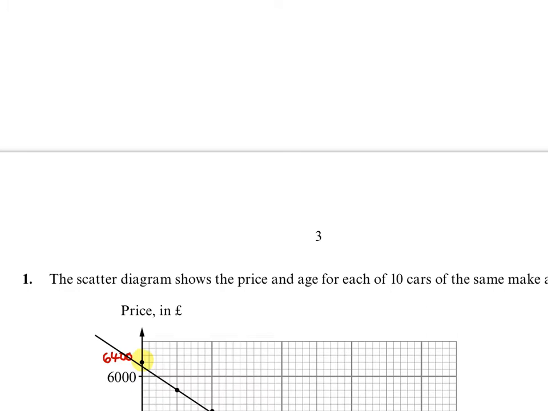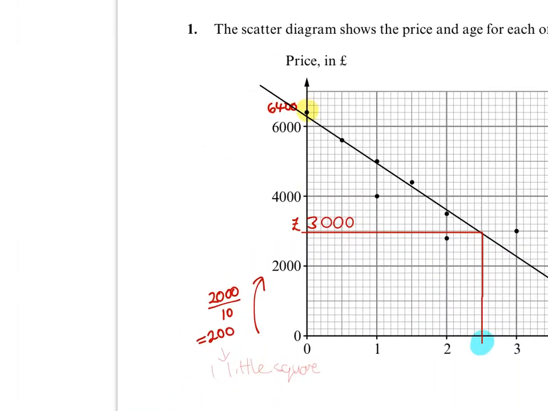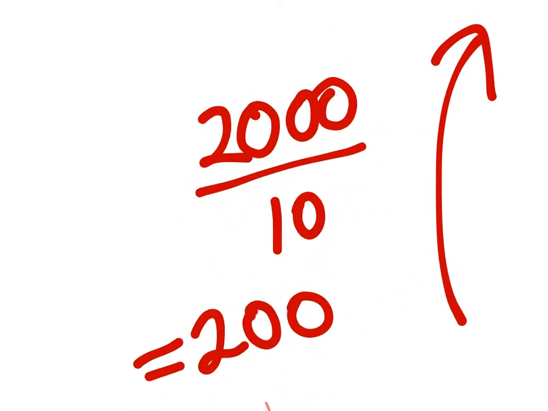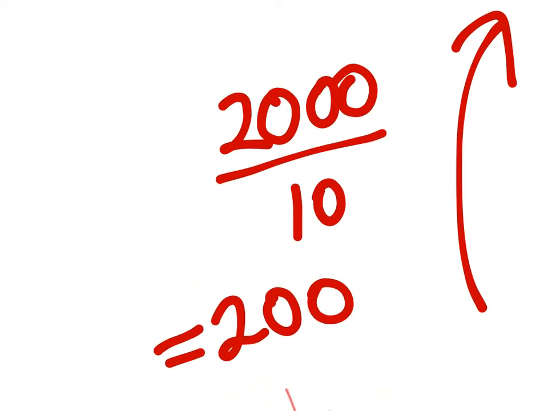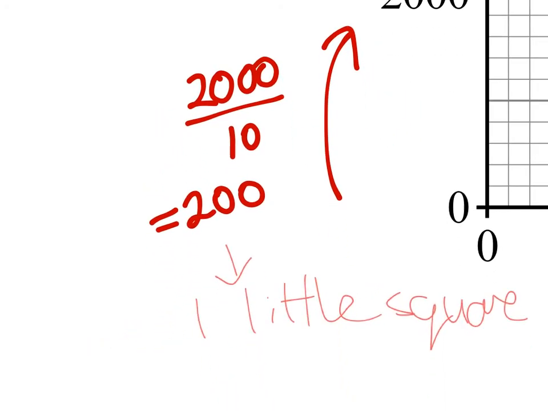It says the scatter diagram shows the price and age for each of 10 cars, same make and same model. Now the first thing that you should do straight away is what? Seeing how much the squares are worth. Brilliant, seeing how much one little square is worth.